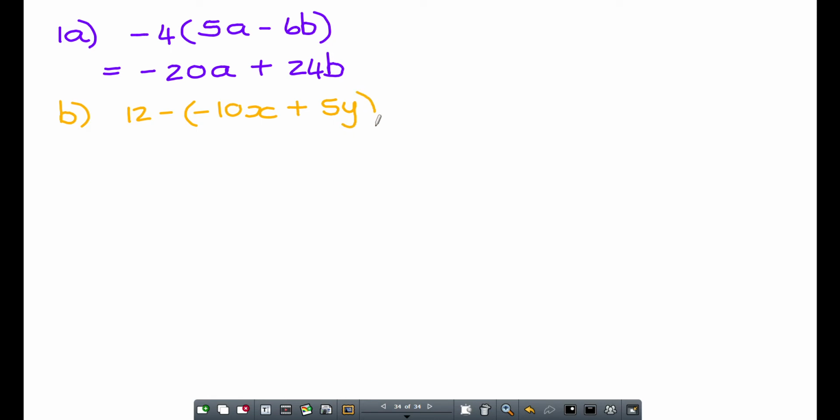Okay, then over here, remember that 12 hasn't got anything to do with the bracket. There's actually a minus 1 in front here, and the minus 1 had to be multiplied in. Do you guys understand that? So you would get positive 10x, negative 5y. Yes.